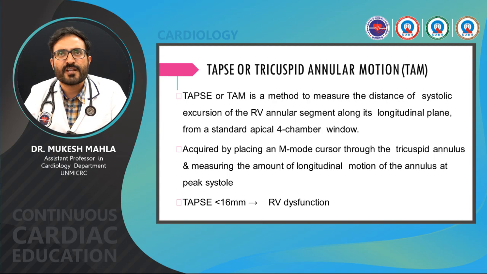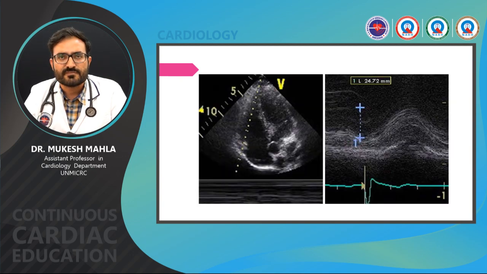Second is TAPSE, or tricuspid annular plane systolic excursion. TAPSE is a method to measure the distance of systolic excursion of the RV annular segment along the longitudinal plane from a sectioned apical 4-chamber view, acquired by placing an M-mode cursor on the lateral tricuspid annulus, and we measure the distance of longitudinal excursion. If more than 17 mm it is considered normal. If less than 16 mm it is considered RV dysfunction.